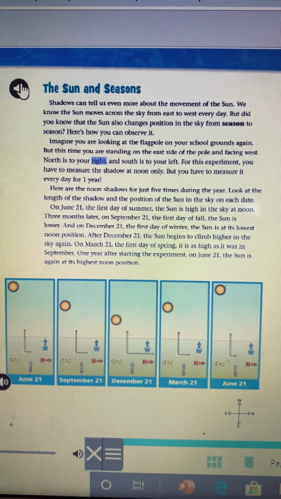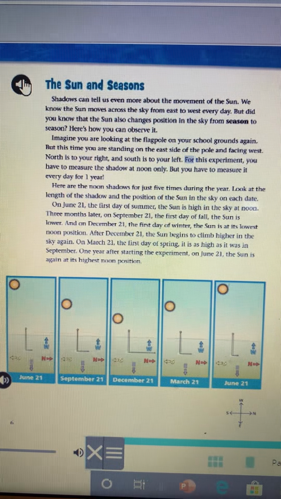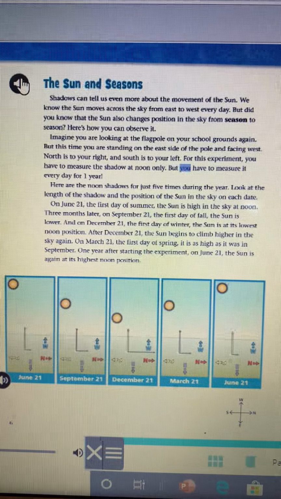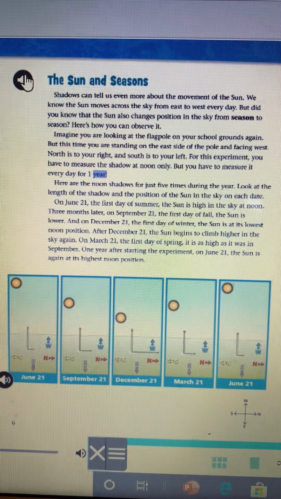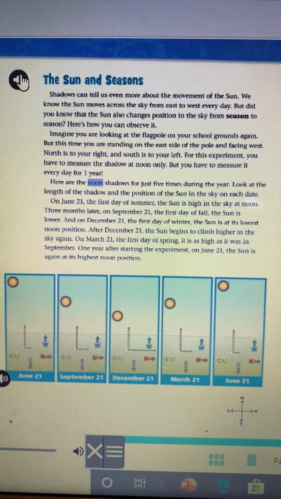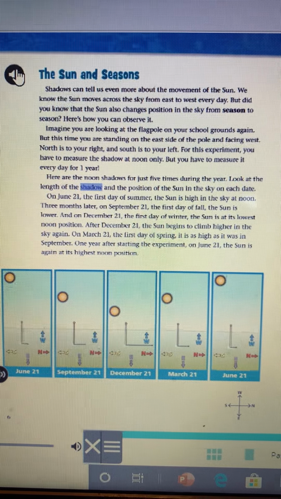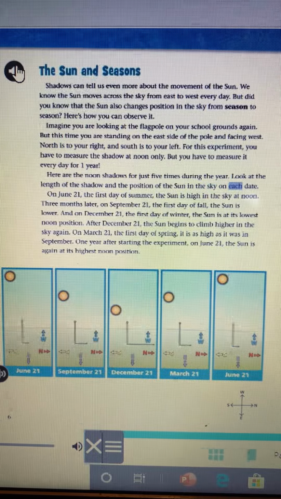North is to your right, and south is to your left. For this experiment, you have to measure the shadow at noon only, but you have to measure it every day for 1 year. Here are the noon shadows for just 5 times during the year. Look at the length of the shadow and the position of the sun in the sky on each date.